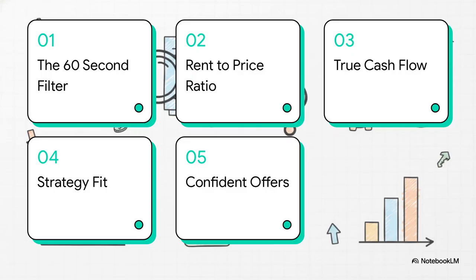Because your time is super valuable, we're going to move quickly through 5 key areas. We'll cover the 60-second filter, the rent-to-price ratio, true cash flow, neighborhood strategy fit, and finally, making confident offers. All right, let's get right to it.